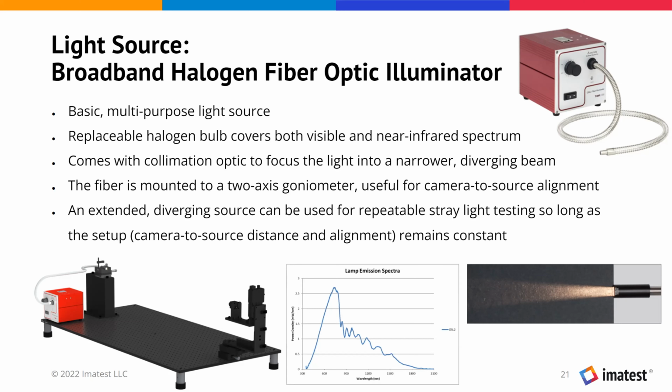You can test with a diverging source like this, so long as the setup remains constant. By setup, I mean the camera to source distance and also the alignment of the camera within the beam of light. Then you should be able to get repeatable stray light testing. But if you move anything, you might get different results. So that's the drawback. This source is meant to cover both visible and near infrared.